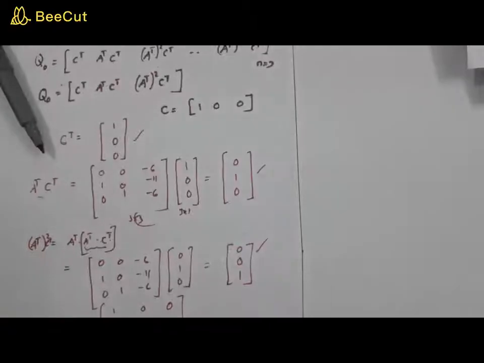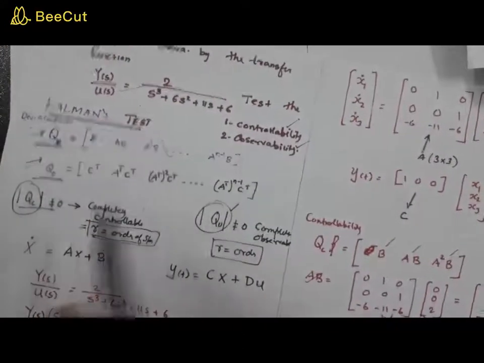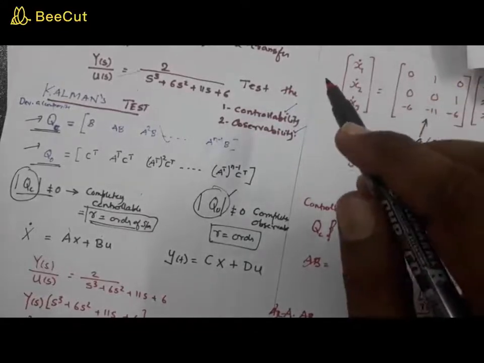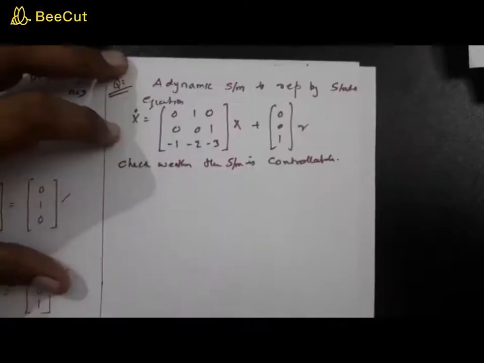So in conclusion, you should write that we have seen that this is controllable and this is observable. Hence this system is completely controllable and observable. It is not necessary that a system which is controllable has to be observable and vice versa. So you need to check for all these things, both for QC and Q0, and only then should you come to a conclusion. Okay, fine. So here is another question.